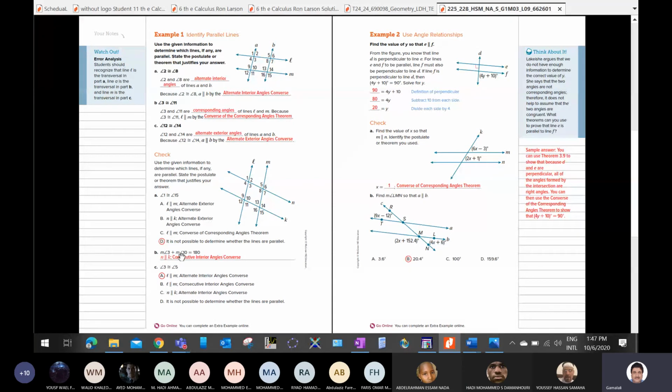When you have the two angles, the sum of them equals 180, so you have to mention the two lines which are parallel. Then write the consecutive interior angles converse.